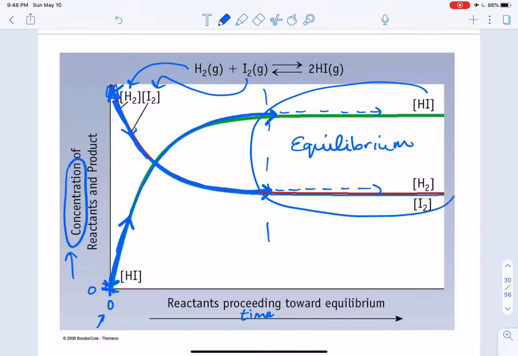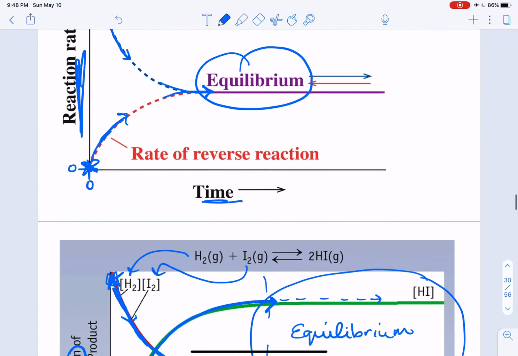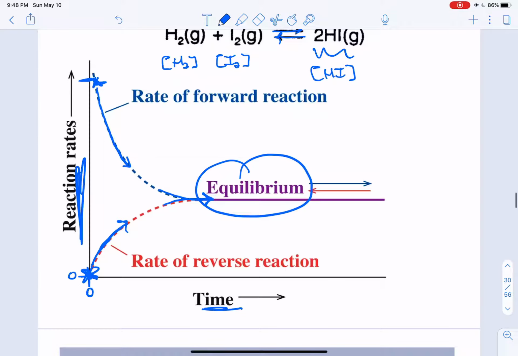Okay, so right in here where we have constant concentrations of our reactants and products, we have equilibrium. And if we look at the slide before, that's that same zone in there where you have equal rates of the forward and reverse reactions.